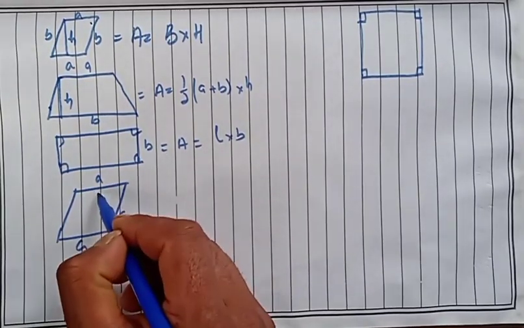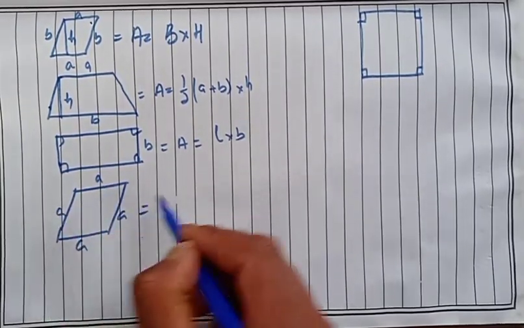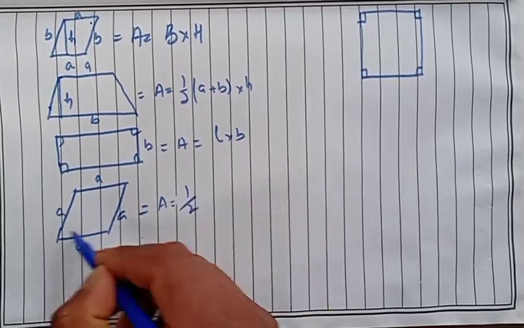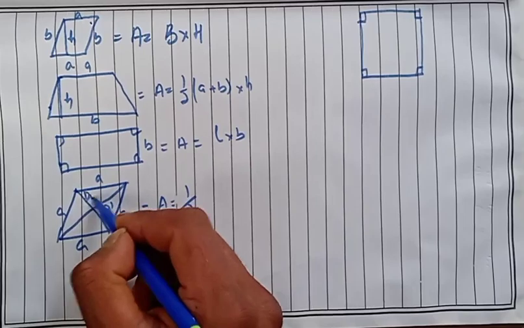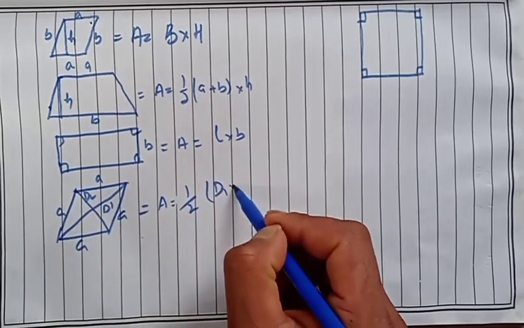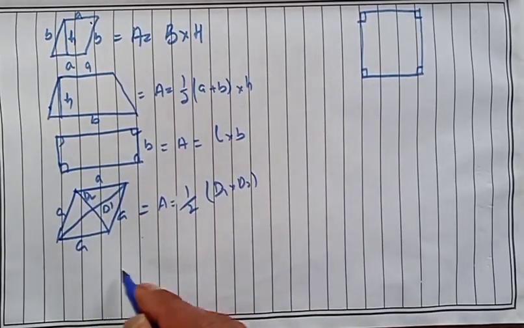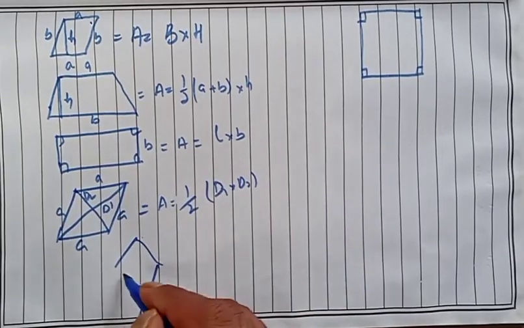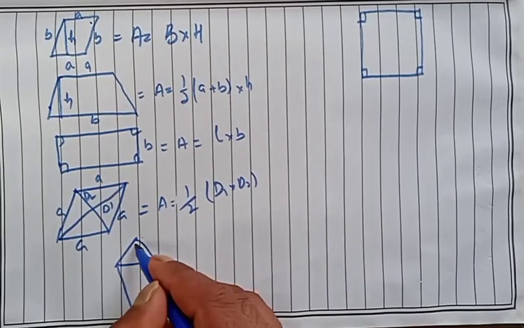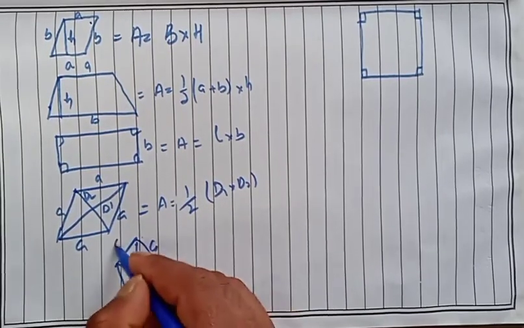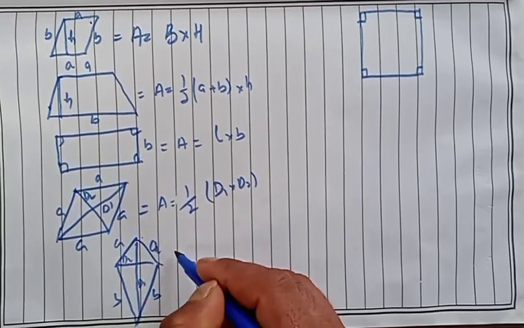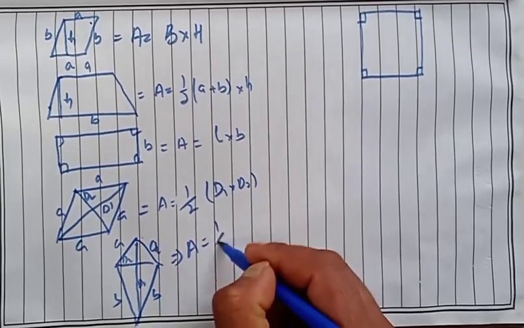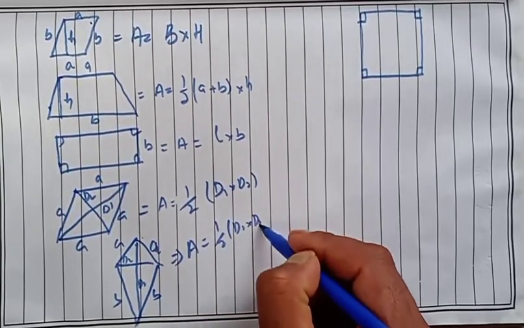Suppose this is A and A, and its area is written as 1 by 2. This is diagonal 1 and this is diagonal 2. Its area is 1 by 2 diagonal 1 into diagonal 2. The last one, that's the kite. So these are the adjacent sides A and A. This is B and B. This is diagonal 1 and this is diagonal 2. Its area is equal to 1 by 2 diagonal 1 into diagonal 2.